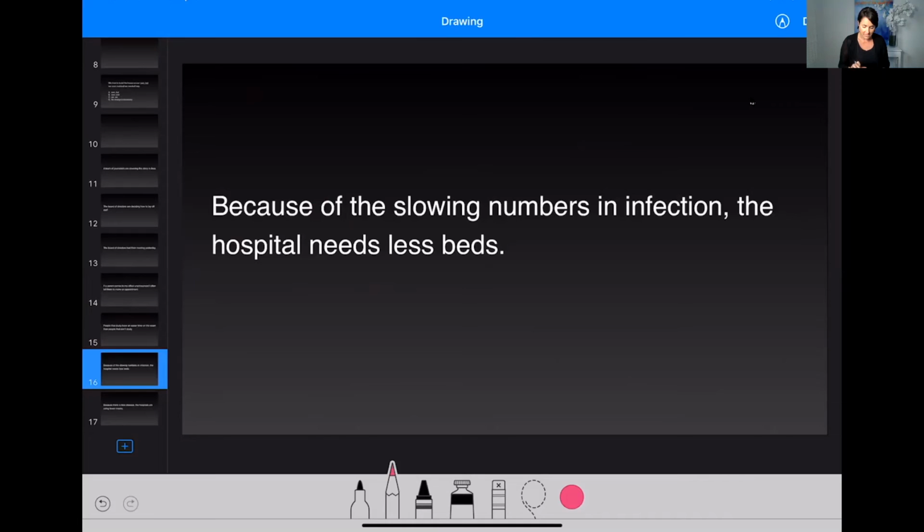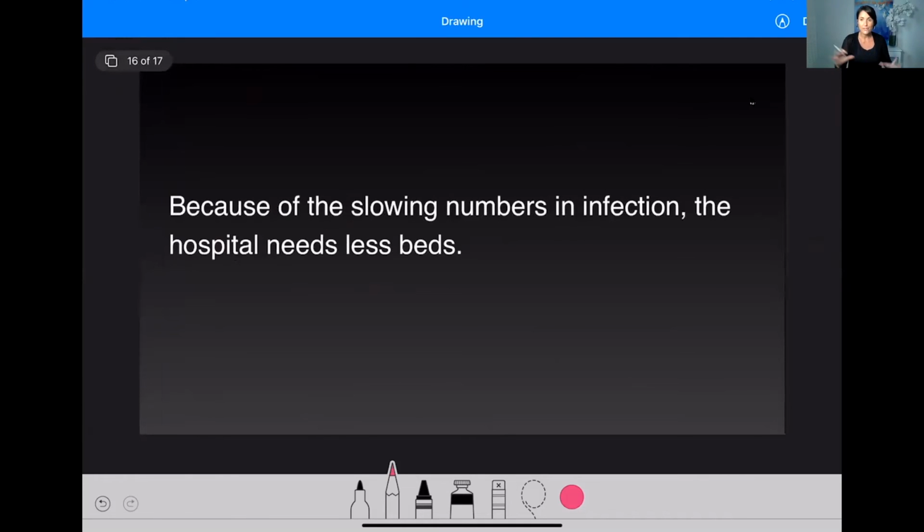Another huge one, I was yelling at the TV last night. Fewer, fewer. I just gave you the answer to this one. So, because of the slowing numbers and infection, right there we have a dependent clause. The hospital needs less beds. Ugh, no. Fewer.